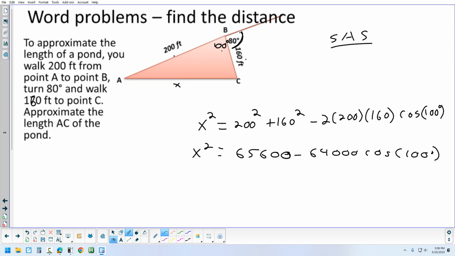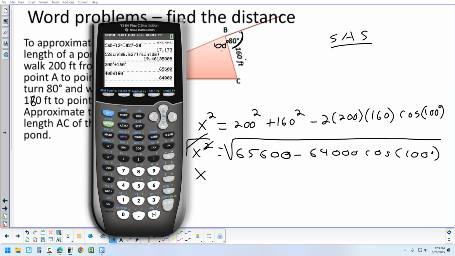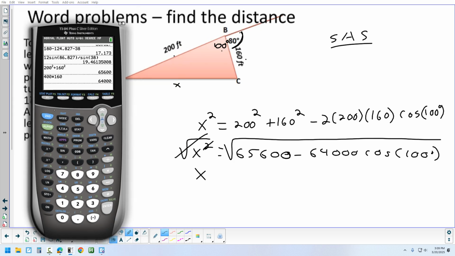So now we want to finish it off and get x alone. How would we get x by itself? Yep, for both sides, so square root both sides. Square and square root cancel out. Now let's take that in and see what we get: the square root of 65,600 minus 64,000 cosine 100.